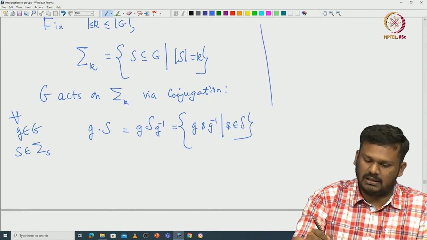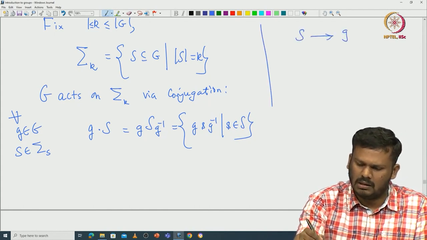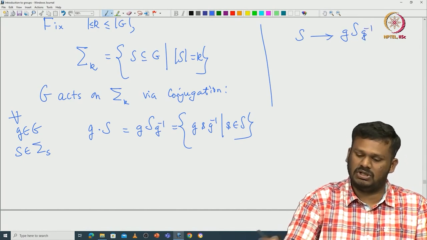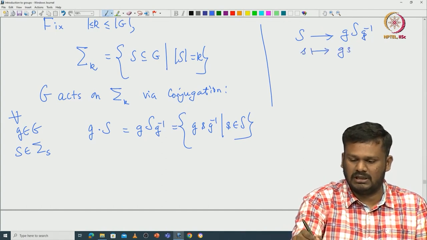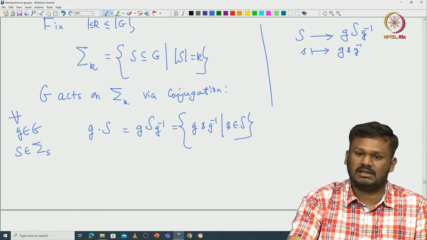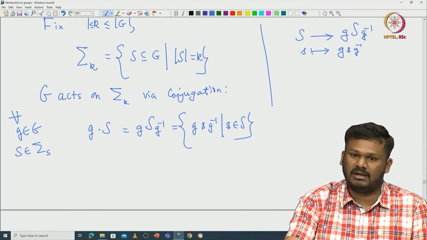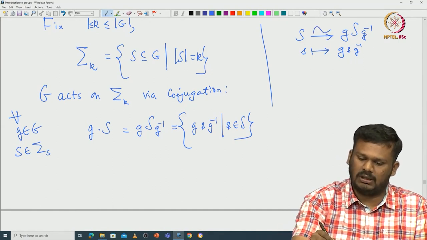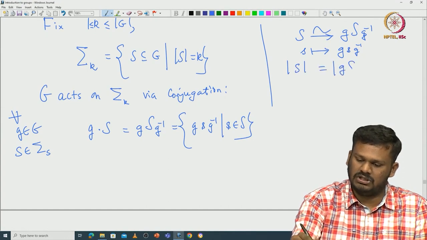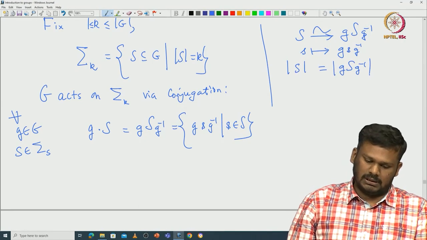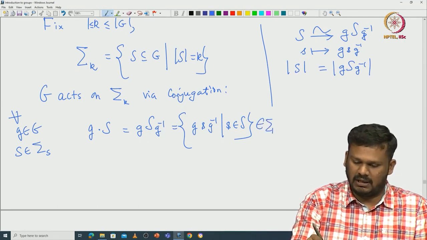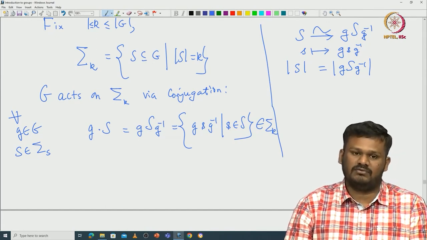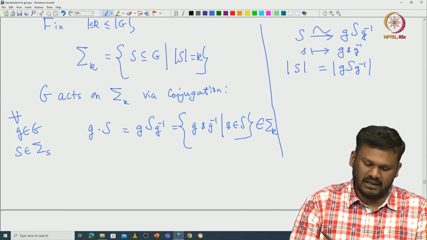I will leave it to you to check that there is this natural surjective map from capital S to g S g inverse given by s goes to g s g inverse. By definition this is a surjective map, and it is also injective because we have left cancellation and right cancellation in G. So, this is a bijective correspondence. In particular, the cardinality of S is the same as the cardinality of g S g inverse. So, that says this is an element again in sigma K. I will leave it to you to check that this indeed defines an action of G on sigma K.